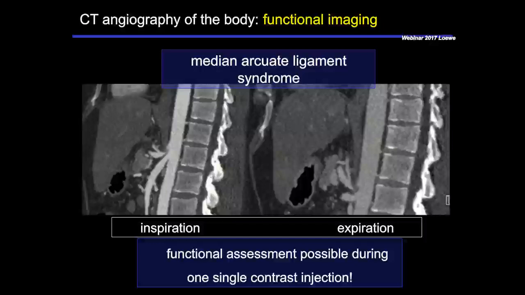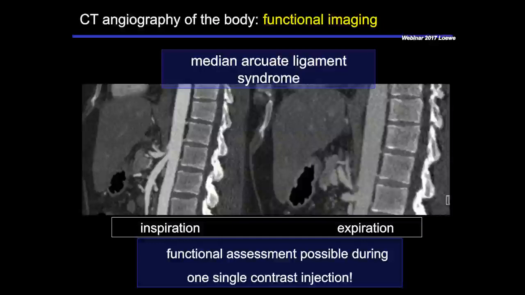So with the quick scanners, it becomes possible to do this fast acquisition during the injection of only one single contrast bolus. And we can nicely see here this increasing of the celiac trunk stenosis in expiration as a proof of the presence of a median arcuate ligament syndrome.